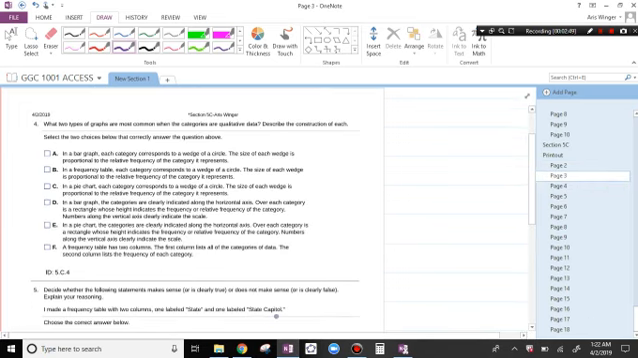What two types of graphs are common for categorical or qualitative data? So we're talking about bar graphs and pie charts.